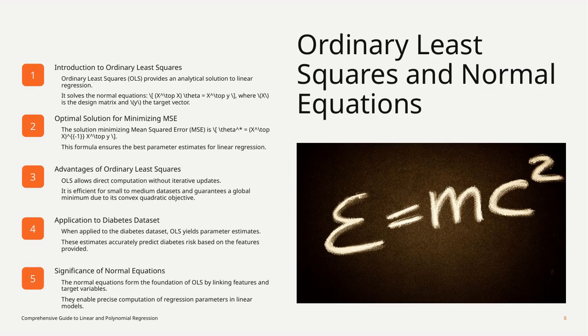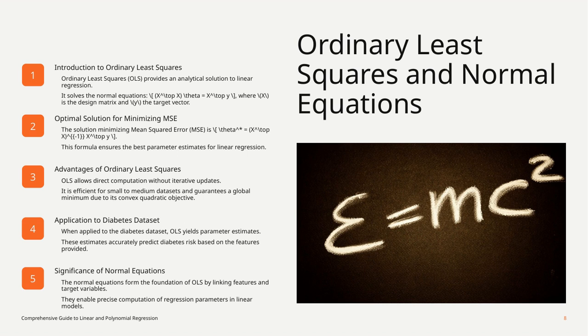Let's dive into Slide 8, where we explore the comprehensive guide to linear and polynomial regression, focusing on ordinary least squares and the normal equations. The normal equations are fundamental because they connect our features with the target variables, allowing us to compute the regression parameters precisely. When we apply this approach to the diabetes dataset, we get parameter estimates that help us predict diabetes risk based on the features we have.